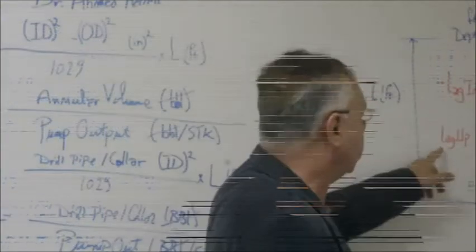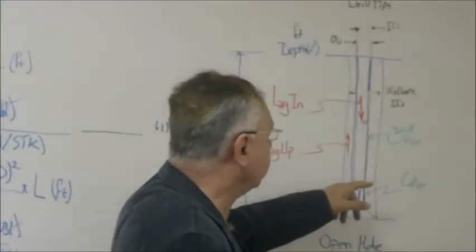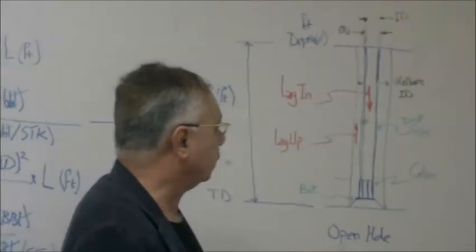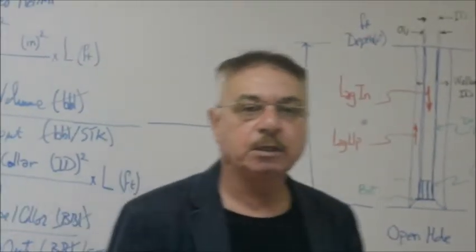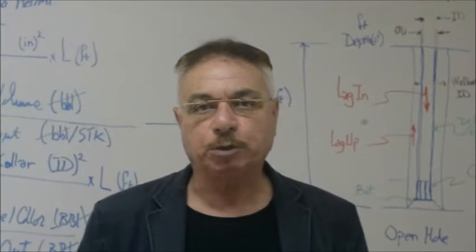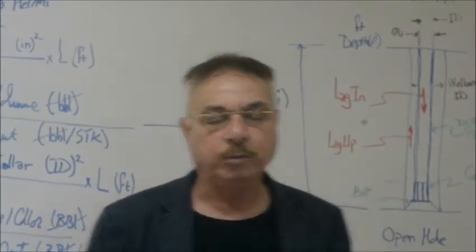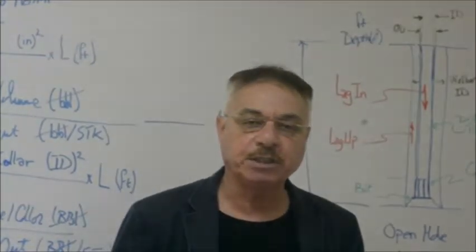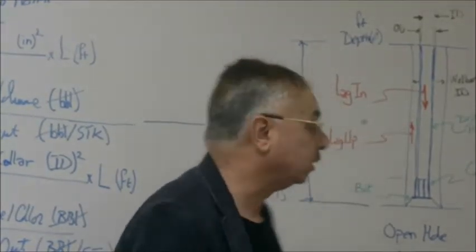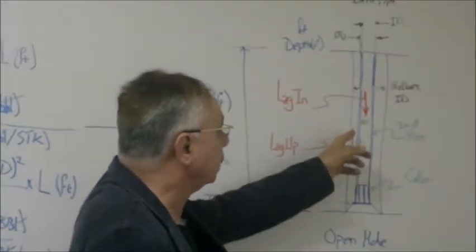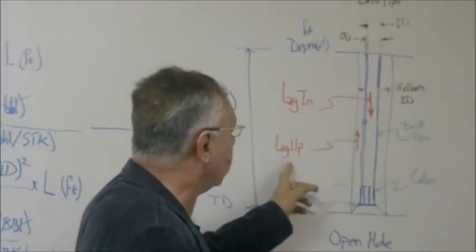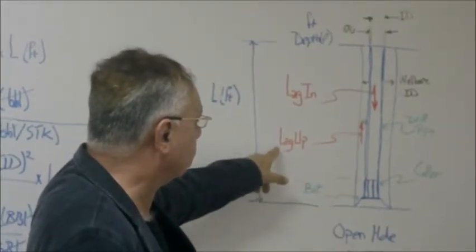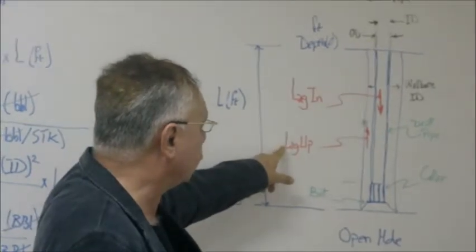This is the lag up in strokes, and we said that the driller needs to know the extent of the washout, because it means we have hole enlargement. The wellbore is not the same diameter. So this is lag in and lag up. With the lag up, we calculate the number of lag up strokes.